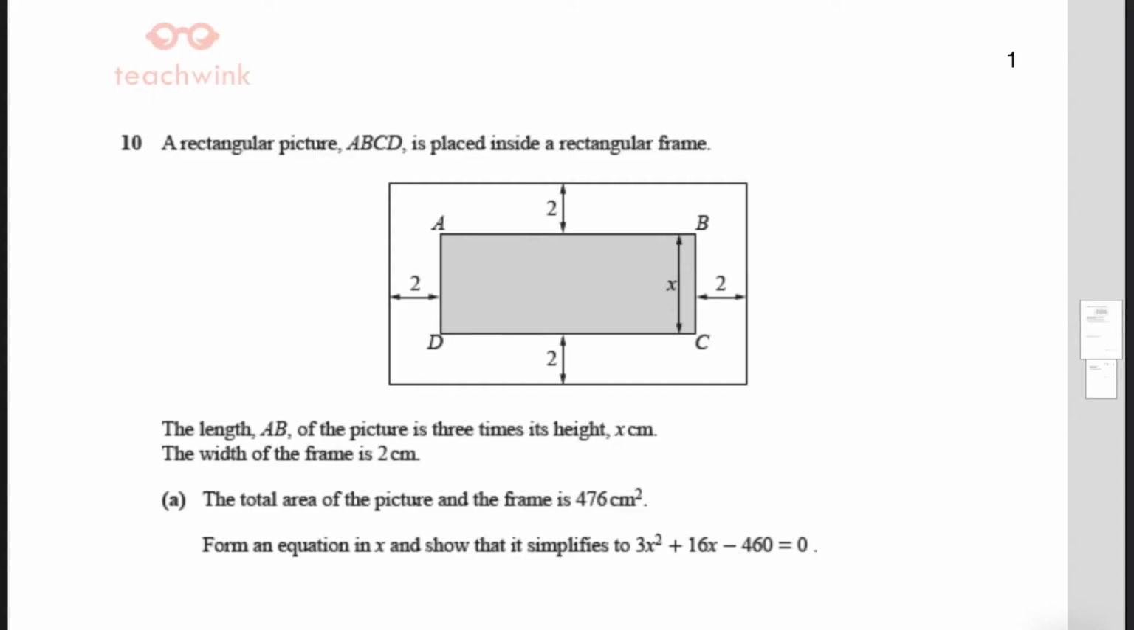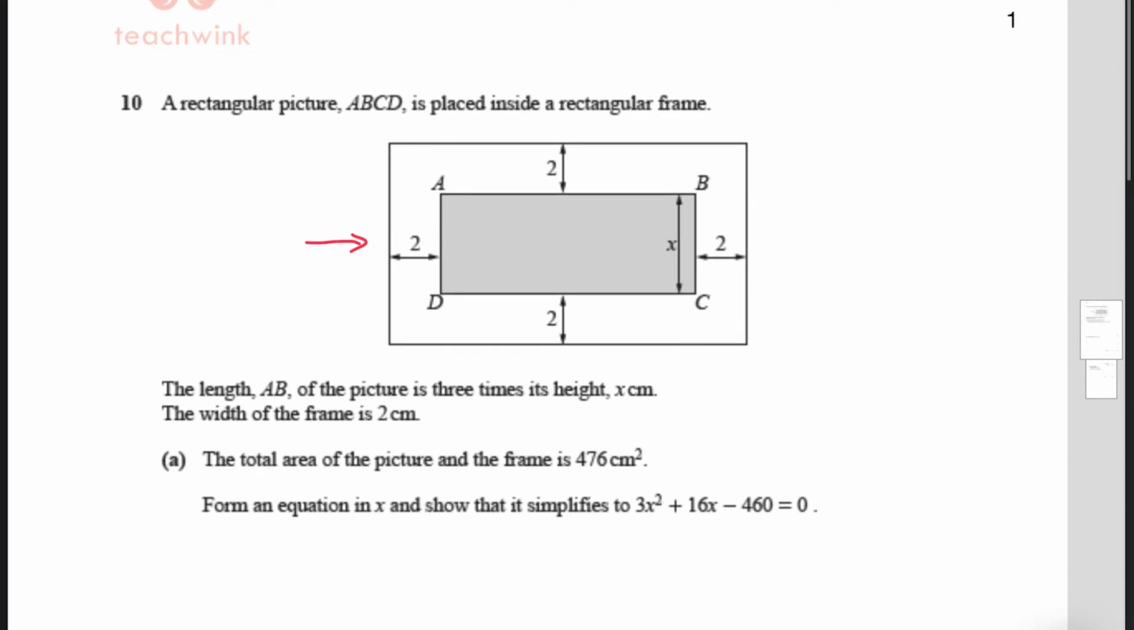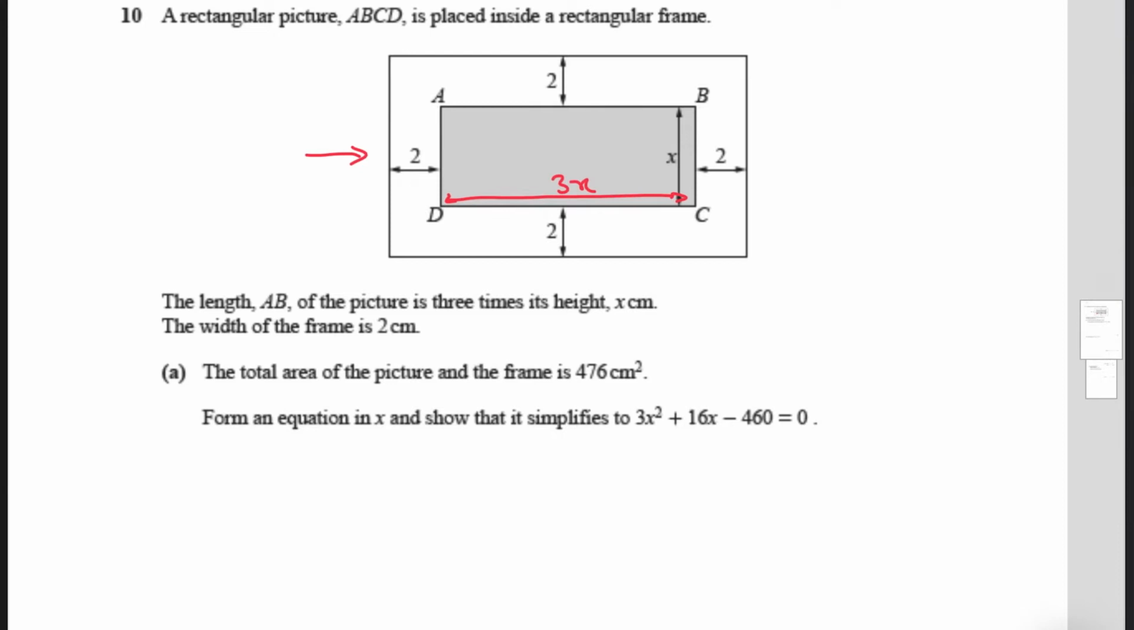A rectangular picture ABCD is placed inside a rectangular frame. Here you go. The gray part is the picture. The length AB of the picture is 3 times its height x centimeters. What this means is that this length over here is 3x centimeters. The width of the frame is 2 centimeters. The total area of the picture and the frame is 476 centimeters square. Form an equation in x and show that it simplifies to 3x squared plus 16x minus 460 equal to 0.